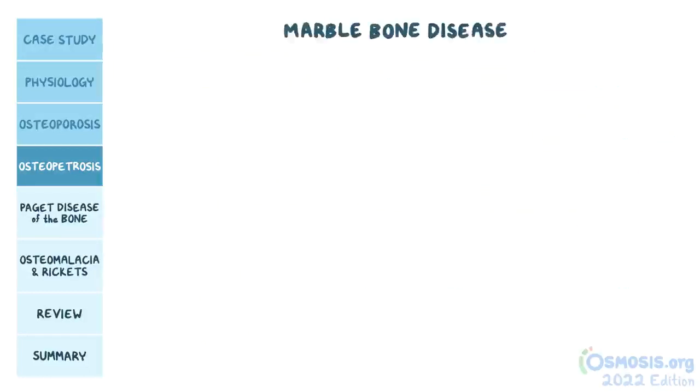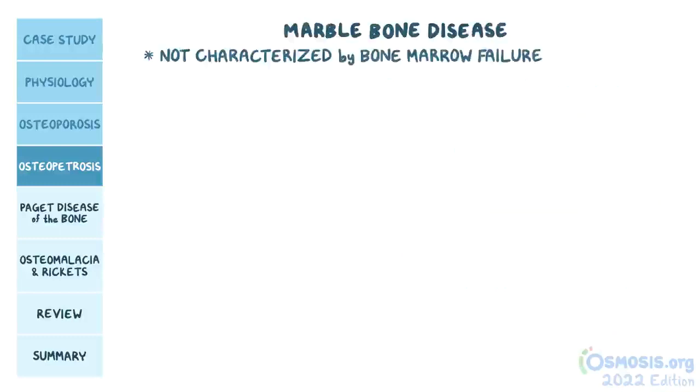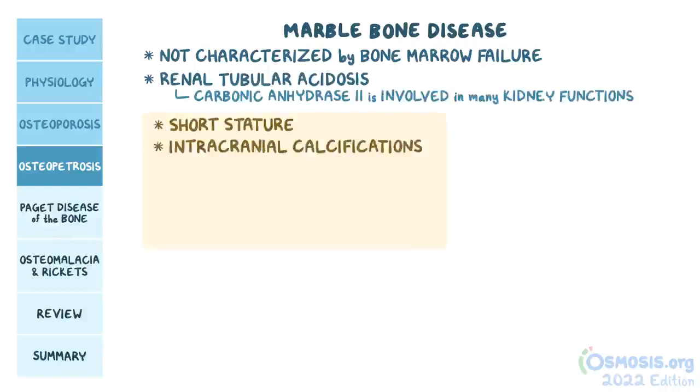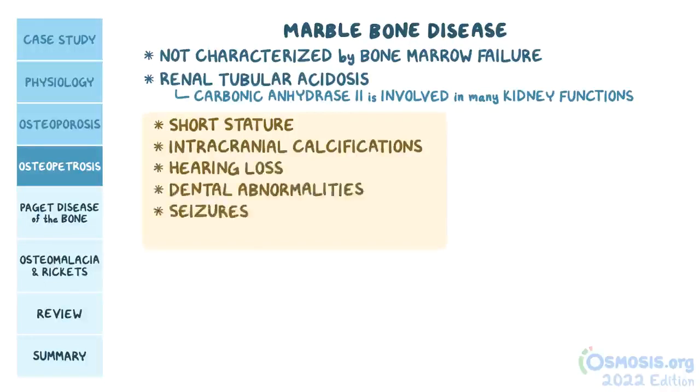Marble bone disease is not characterized by bone marrow failure, but there can be renal tubular acidosis because carbonic anhydrase 2 is also involved in many kidney functions. Additionally, the affected individuals might have a short stature and present with intracranial calcifications, hearing loss, dental abnormalities, seizures, and psychomotor impairment.